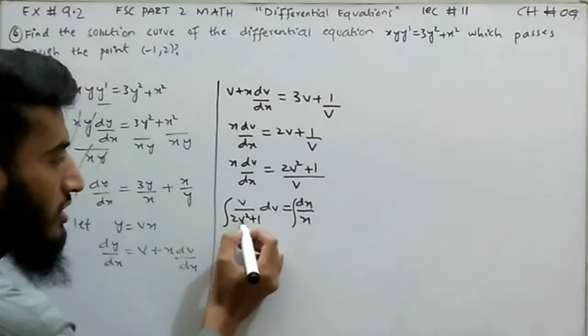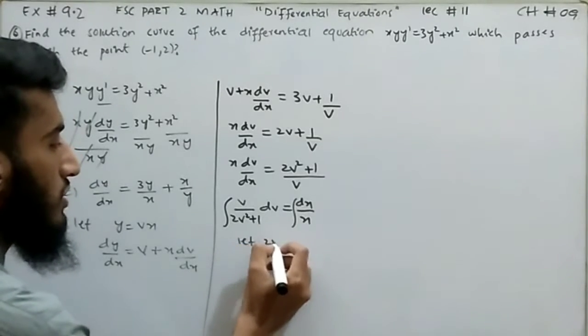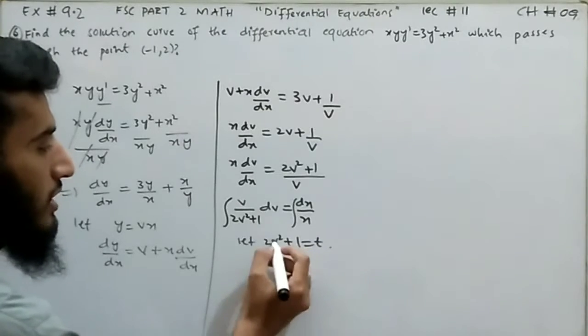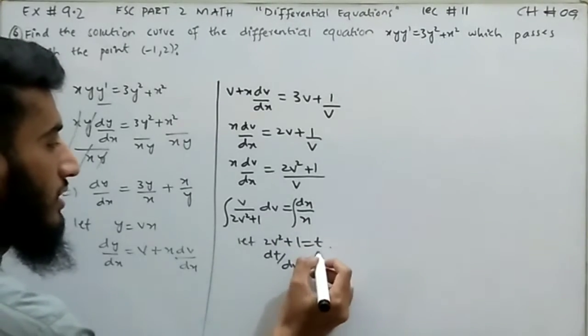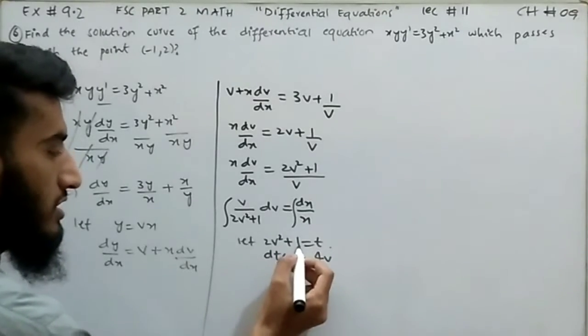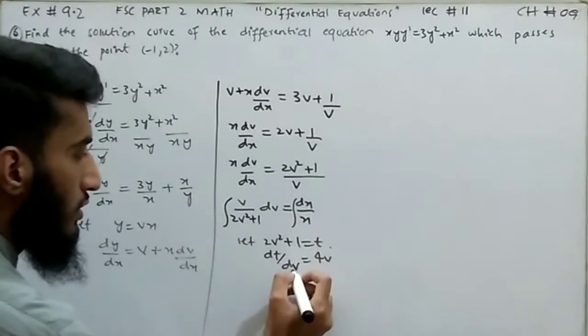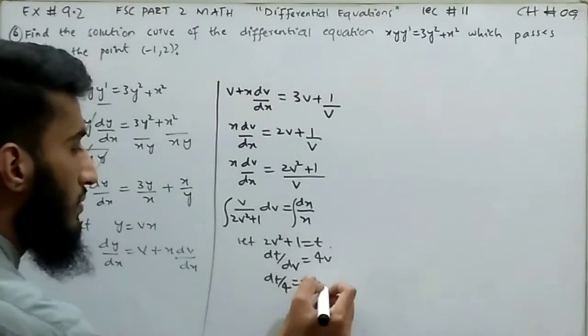Over here, let us suppose 2v² + 1 is equal to t, and if I take the derivative of t with respect to v, it will give us dt/dv = 4v, and the 1 gives us 0 because it's a constant. In the numerator I need v dv, so shifting dv to this side and 4 to this side, dt/4 will be v dv.